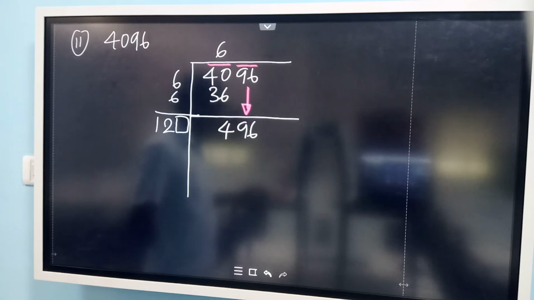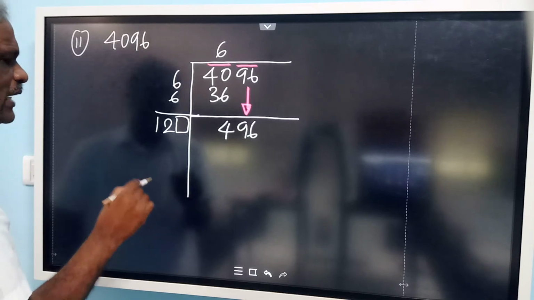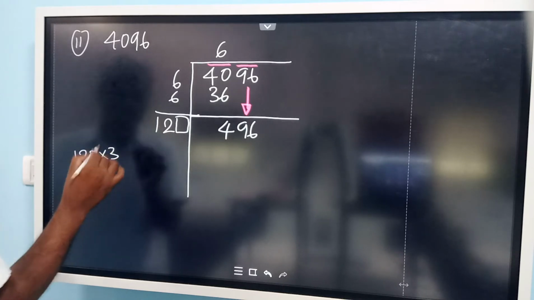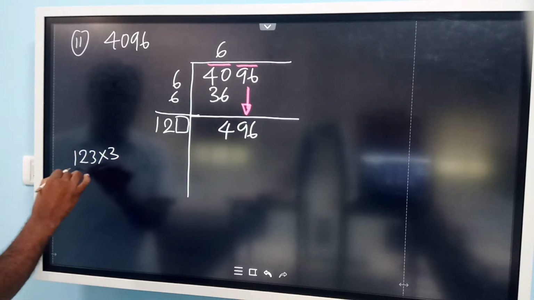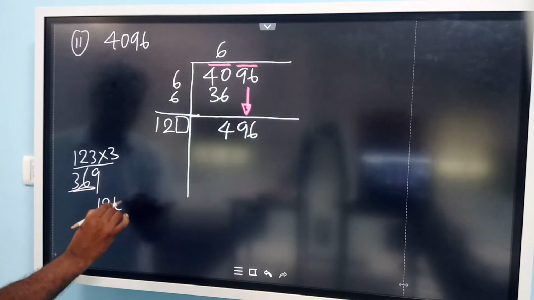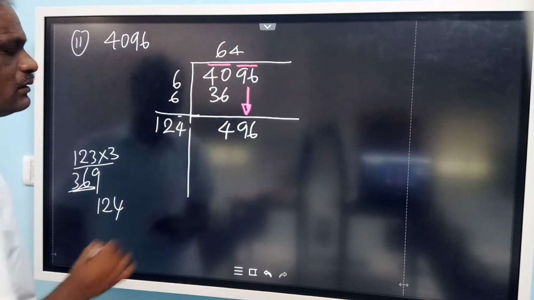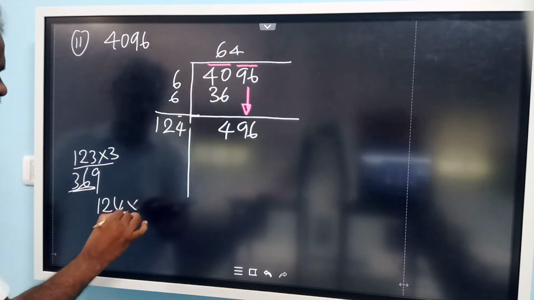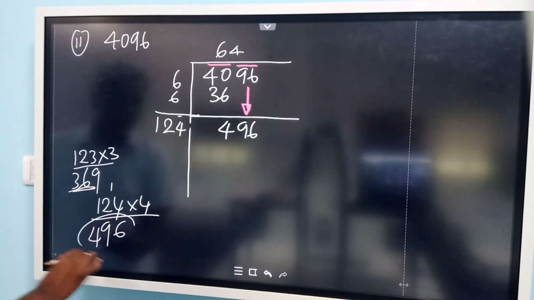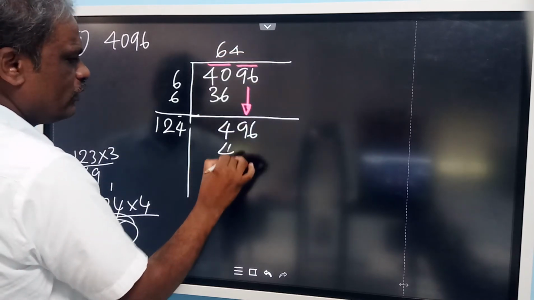You have to fill that blank place. What number should be multiplied here? Suppose I multiply by 3. 3 threes are 9, 3 twos are 6, 3 ones are 3, 369, very less. Suppose I write 4 here, I should multiply by 4 only. 124 times 4: 4 fours are 16, 4 twos are 8 plus 1 is 9, 4 ones are 4. 496, exactly the same number you are getting. So 124 fours are 496.